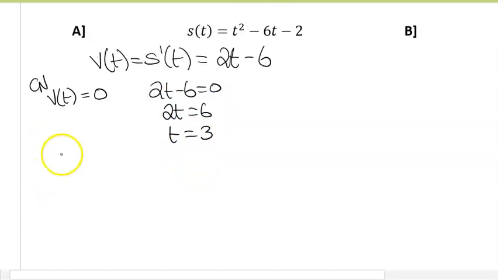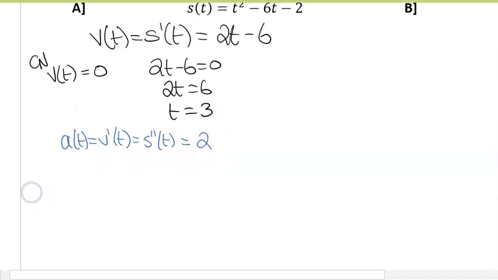Let's also find the acceleration. We find the acceleration by taking the derivative of velocity, or the second derivative of the position. So that would give me just 2. So there's a constant acceleration.